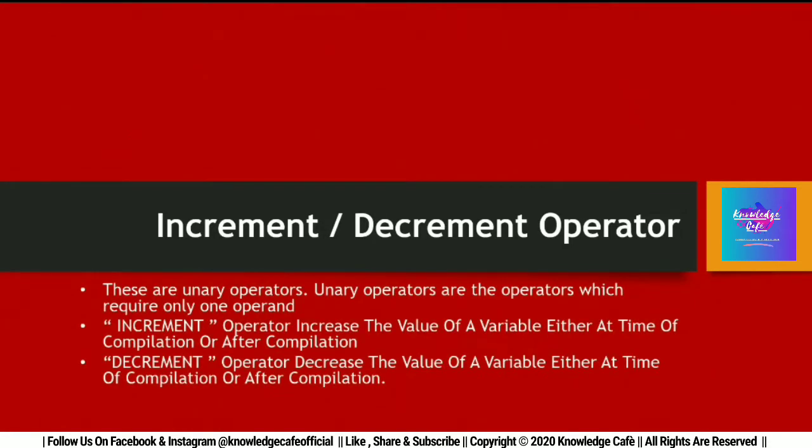Now, increment and decrement operators. What are they? These are unary operators. Unary operators are the operators which require only one operand. The increment operator is used to increase the value of a variable either at the time of compilation or after compilation. Similarly, the decrement operator decreases the value of a variable at the time of compilation or after compilation.